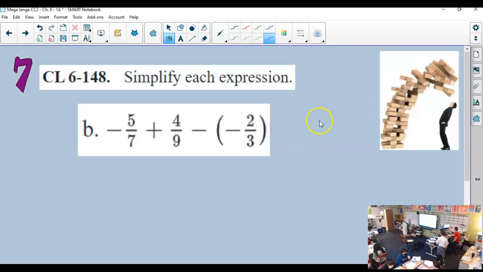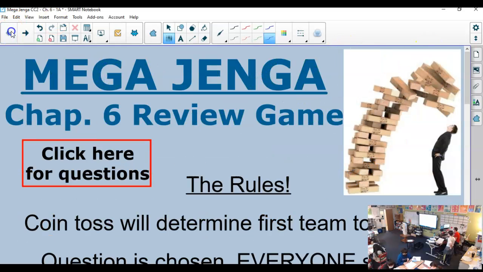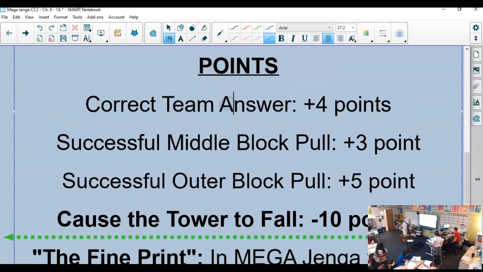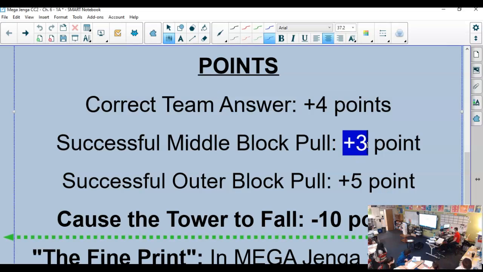Middle blocks. Hey, reminder. Hey, friends. Real quick, reminder. Here's the points. Your team answer earns you 4. Middle blocks are worth 3. So then you'd have 7 total. Outer block is worth 5, so you could have 9 total, right? So you could either get like 7 or 9 on a turn, depending on which block you do. If you knock the tower over, you lose 10 points.